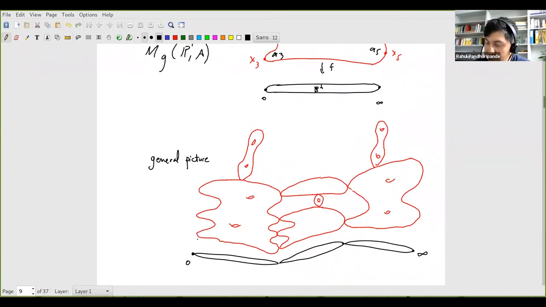But what happens at zero, this chain still has a well-defined zero and infinity. That's the beginning and end of the chain. And so it's still the case that the ramification, so I just put the numbers of ramification, they have to still be the same. So that is still fixed in the space. What happens in the middle can be all sorts of chaos.